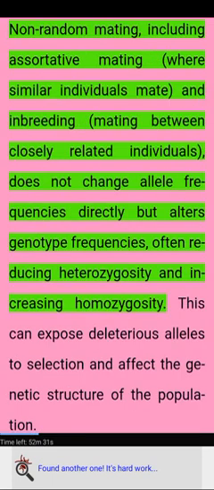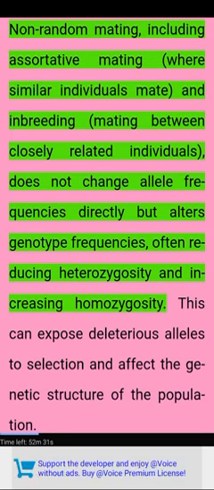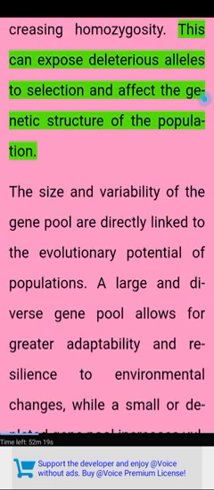Non-random mating, including assortative mating, where similar individuals mate, and inbreeding, mating between closely related individuals, does not change allele frequencies directly but alters genotype frequencies, often reducing heterozygosity and increasing homozygosity. This can expose deleterious alleles to selection and affect the genetic structure of the population.